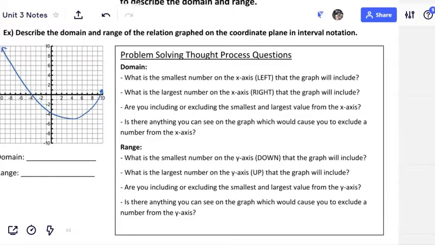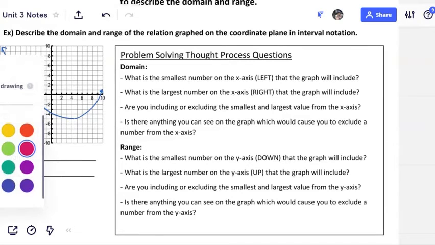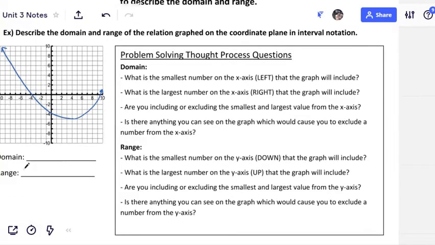Okay, so let's take a look at this problem-solving thought process as we go through and try to identify the domain and range from a graph. So let's start with the domain. The domain is trying to tell us what's the smallest number on the x-axis that the graph includes and what's the largest number on the x-axis that the graph includes. Another way to think about this is what's the smallest number as my graph goes to the left and what's the largest number as my graph goes to the right. So let's take a look at the two ends of our graph.